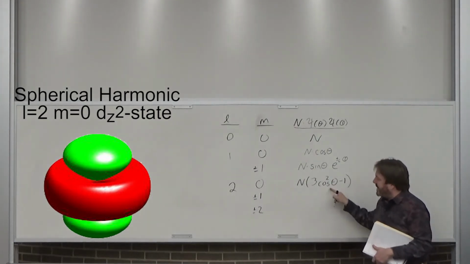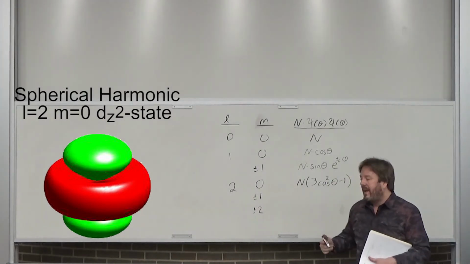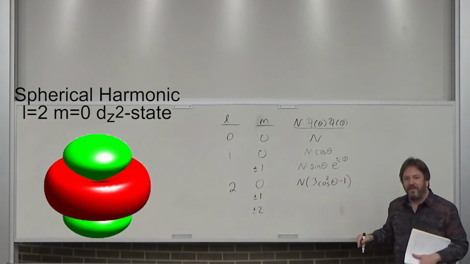Now, the reason that the dz squared is more complicated than the pz, other than just it's a different function, is that it has to have more nodes. And so that's why cos and cos squared.